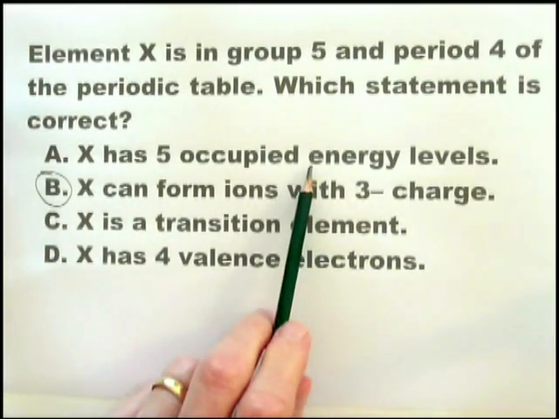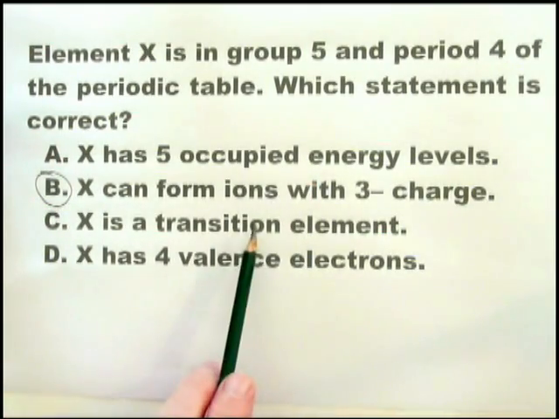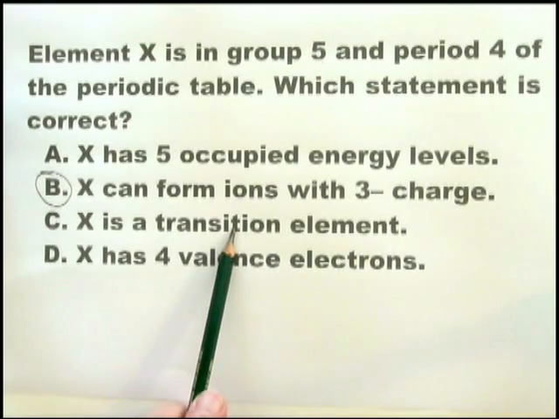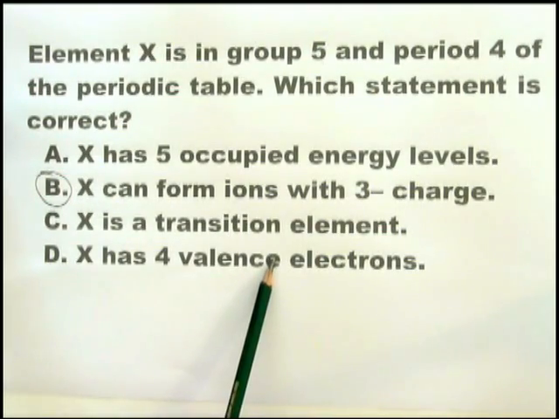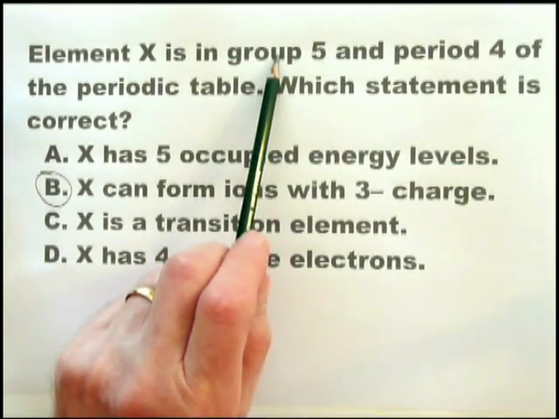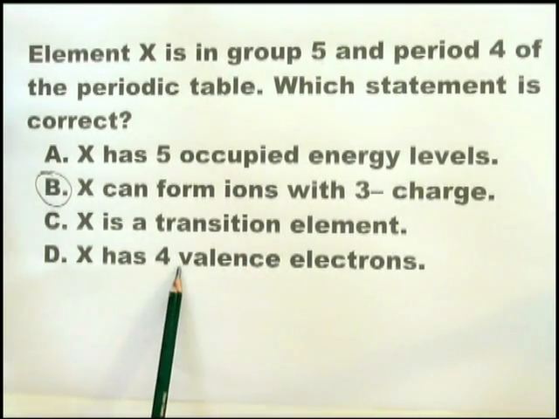X has 5 occupied energy levels. No, that's not true. X is a transition element. You will know it's definitely not true because transition elements do not have a group number. If you look at the periodic table, you won't find a group number for a transition element. X has 4 valence electrons. No, it cannot have 4 valence electrons if it's in group 5. If it's to have 4 valence electrons, it must be in group 4.